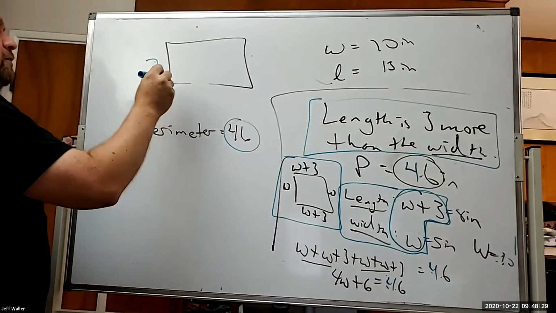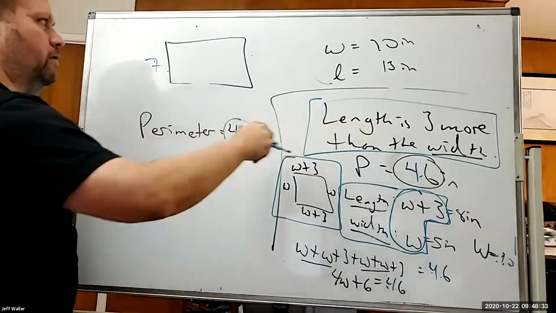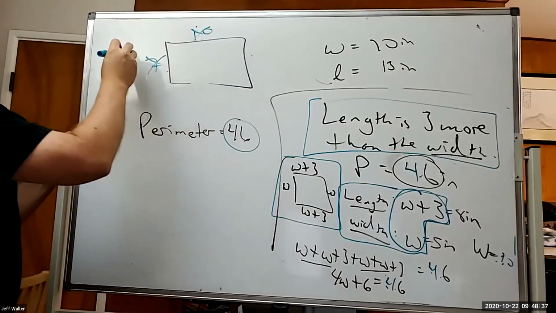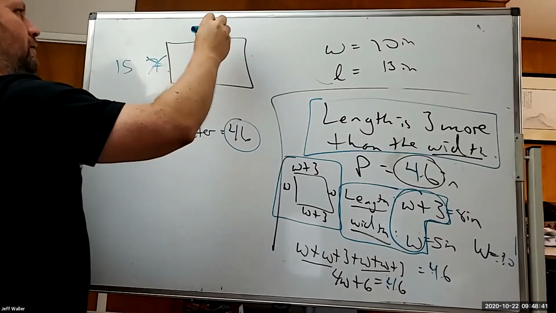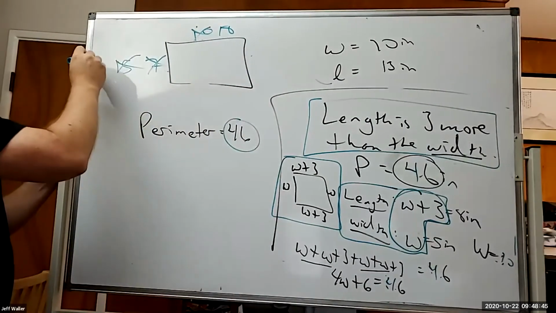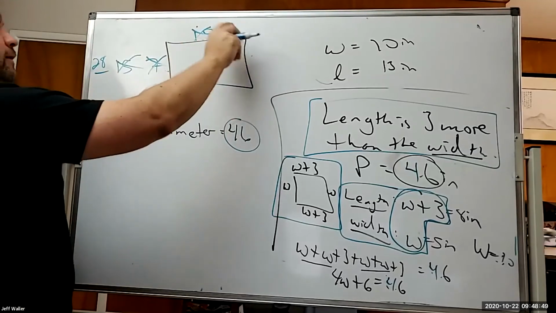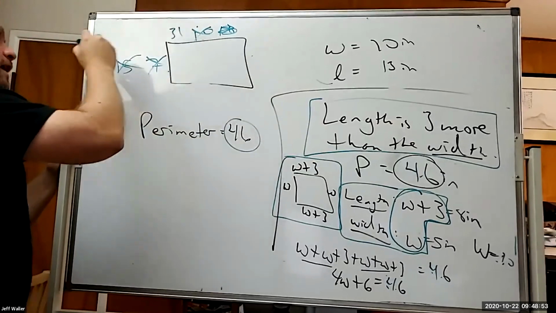If I make this 7, what's the length going to be if it's 3 more than the width? 10. Oh, I don't want 7. What if I make it 15? What's this going to be? 18. Oh, I don't want 15. What if I make it 28? What's this going to be? 3 more, 31. All right.